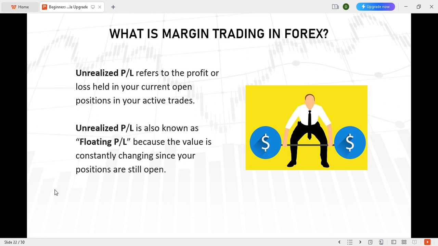So what is margin trading? We have unrealized profit or loss, which refers to the profit or loss held in your current position, in your active trade. Unrealized profit or loss, PL meaning profit or loss, is also known as your floating profit because the value is constantly changing. So that is that about margin.